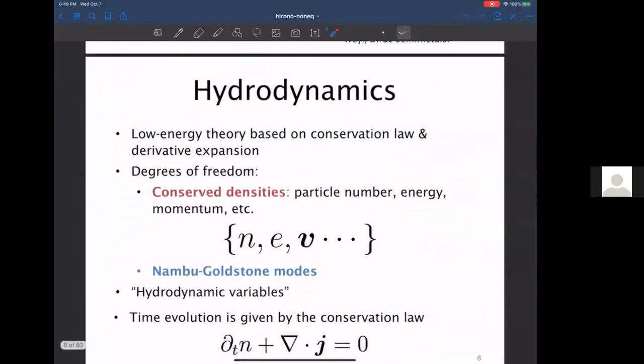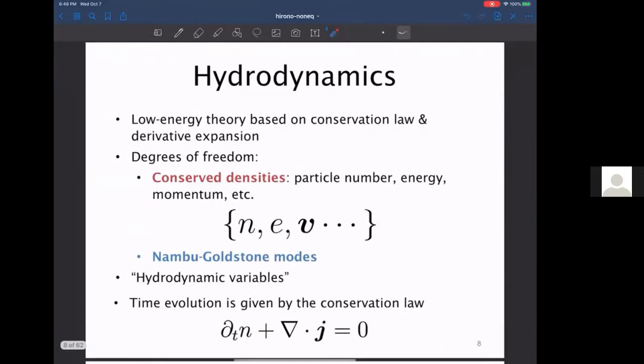And so we're going to be talking about this chiral and non-chiral MHD. Let me remind you what hydrodynamics is. Hydrodynamics is an effective low energy theory that takes into account only the massless degrees of freedom, and it's based on conservation laws and also the derivative expansion.